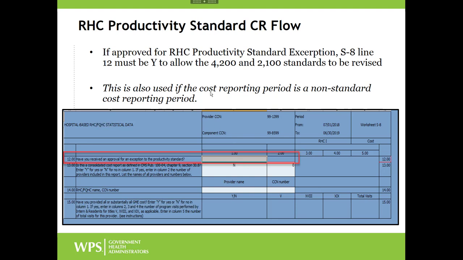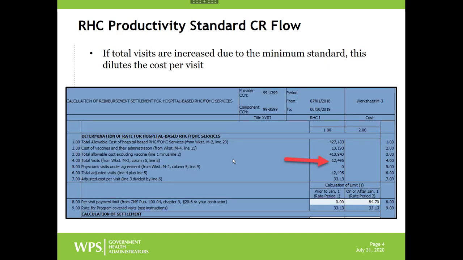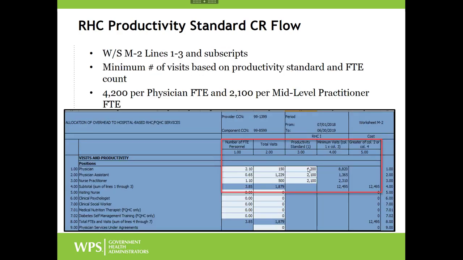Now, I do want to mention one other thing about this. You can also enter yes if you have a non-standard cost reporting period. For example, if you only have a 6-month cost reporting period, then you would want to adjust this, first of all, to yes, to show there's an exception. And then since it was half of a year, you'd want to revise these standards to 1/2 as well. So the 4,200 would drop to 2,100. The 2,100 would drop to 1,050 for the standard. That way everything would be matched up with the cost reporting period.